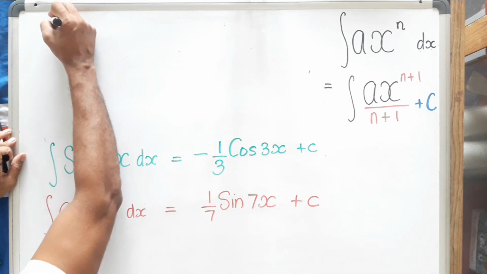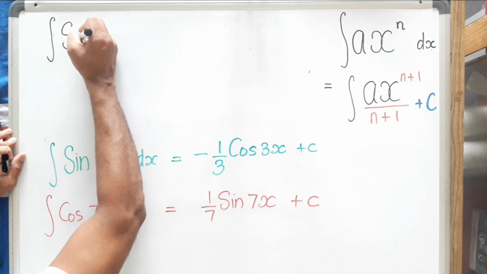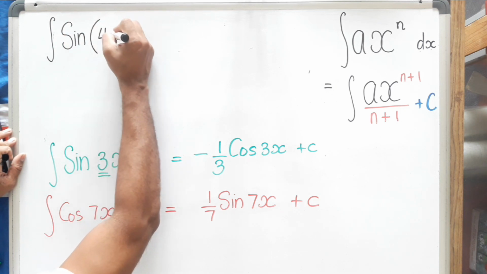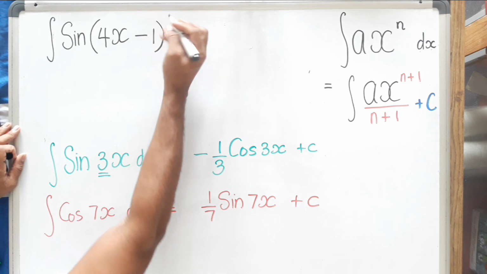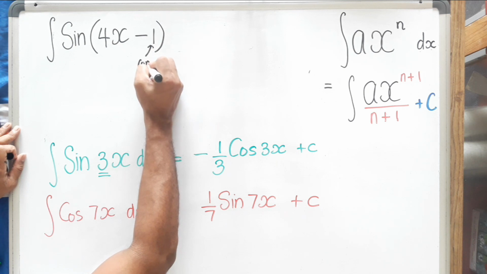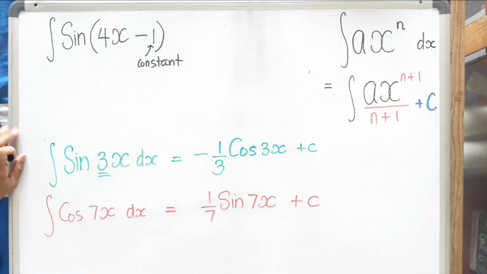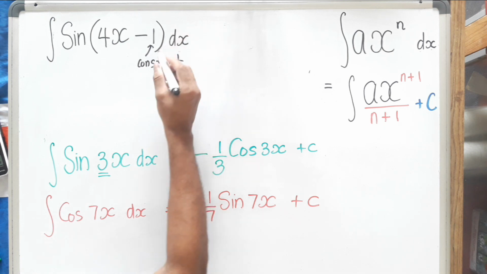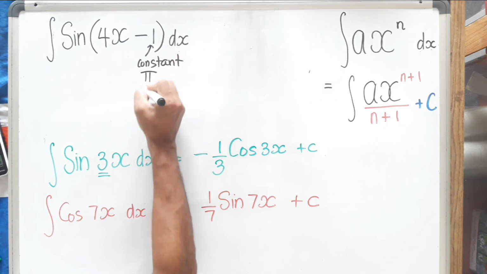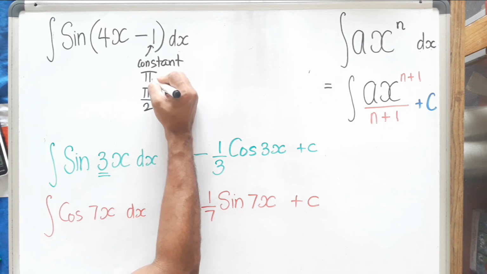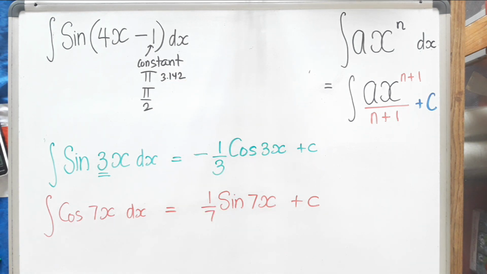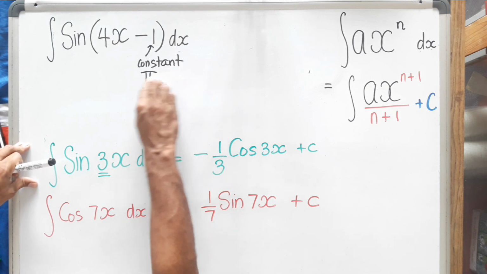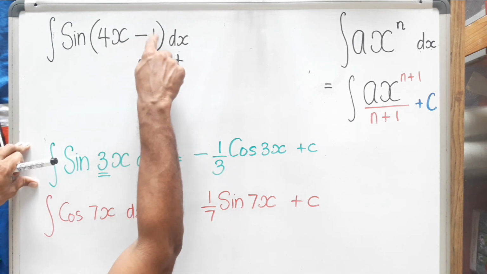Let's see. If I ask you to integrate sine 4x minus any constant. Let me say it's 1. Right? The point is here is a constant. It doesn't have an x attached to it. So this could be 1, it could be pi, it could be pi on 2. Pi is a constant, even though it looks scary. Pi is just a number, 3.142 or 22/7, whatever you want to call it, right? I'm just saying, here has an x and here doesn't have an x.